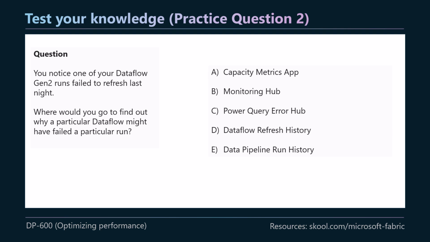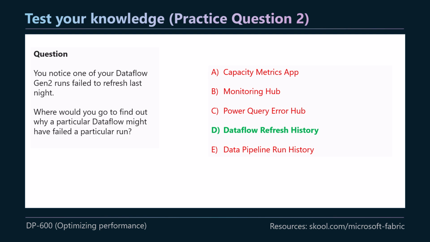Question 2. You notice one of your Dataflow Gen 2 runs failed to refresh last night. Where would you go to find out why a particular Dataflow might have failed a particular run? Is it A, the capacity metrics app, B, the monitoring hub, C, Power Query error hub, D, Dataflow refresh history, or E, the data pipeline run history? So the answer here is D.